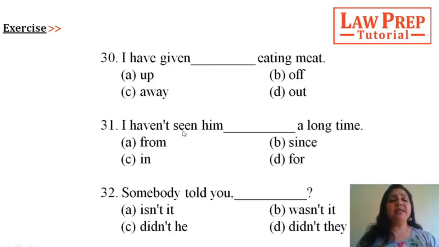I haven't seen him dash a long time. Since it's a time factor, we have two prepositions, for and since. What is for used for? Period of time. What is since used for? That is point of time. Since it's a period of time, a long time, from is never used. Please note this: from is not used for time clause. So, I haven't seen him for a long time.